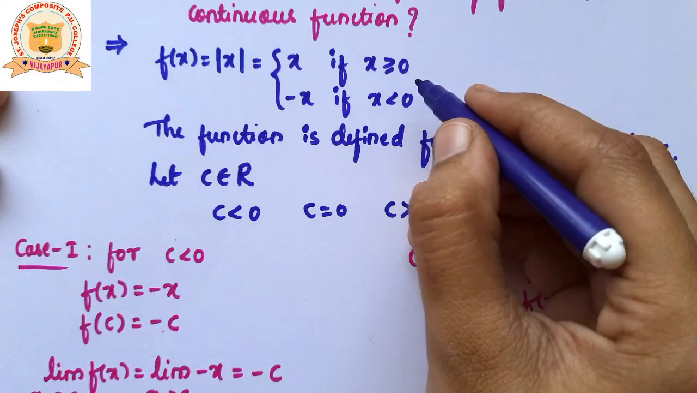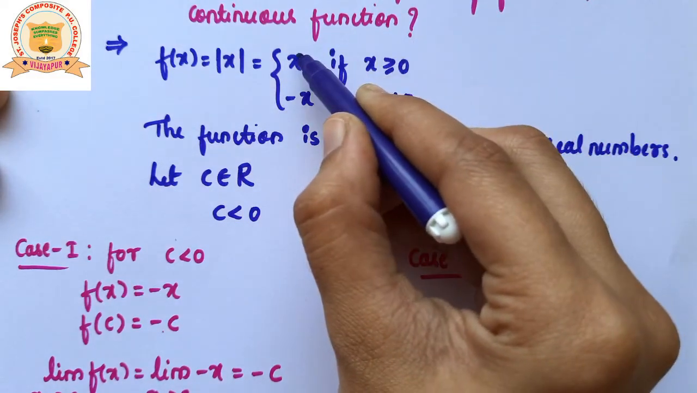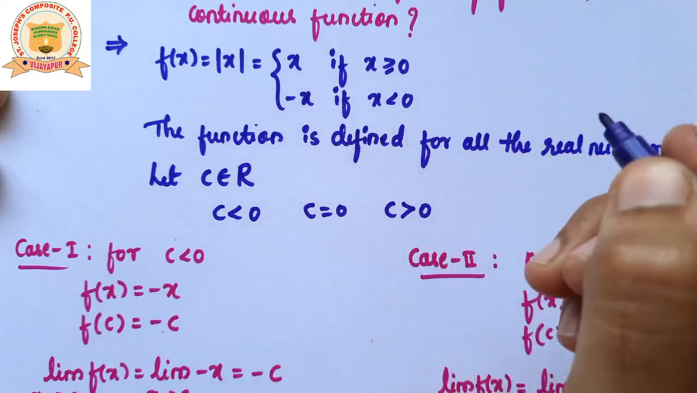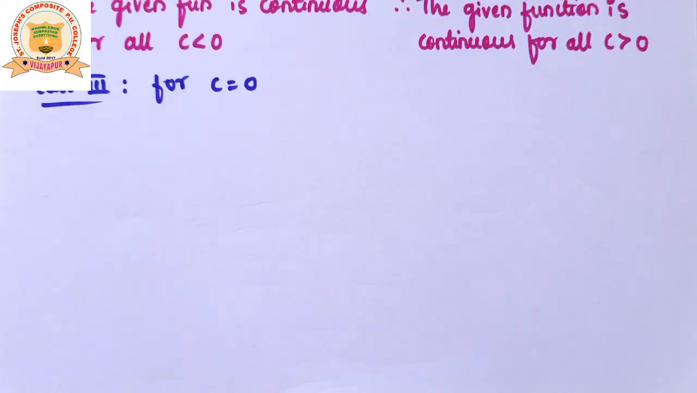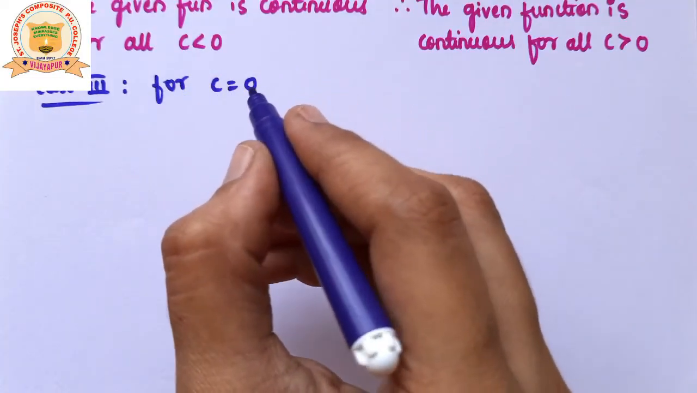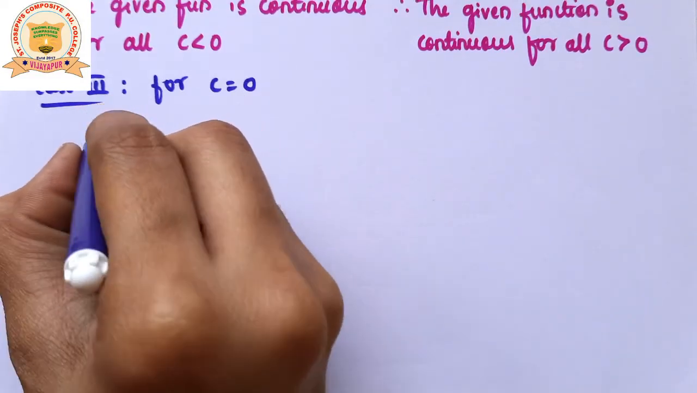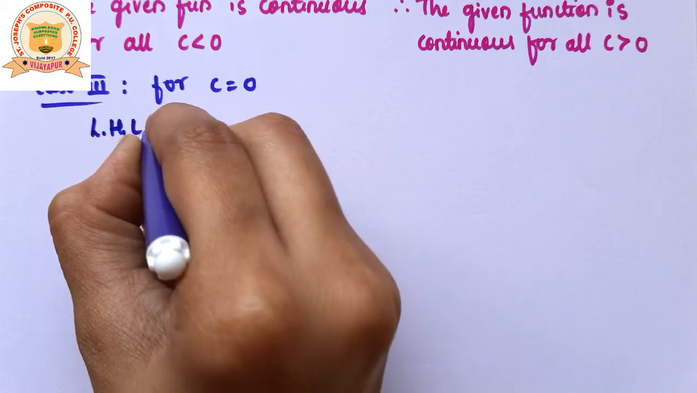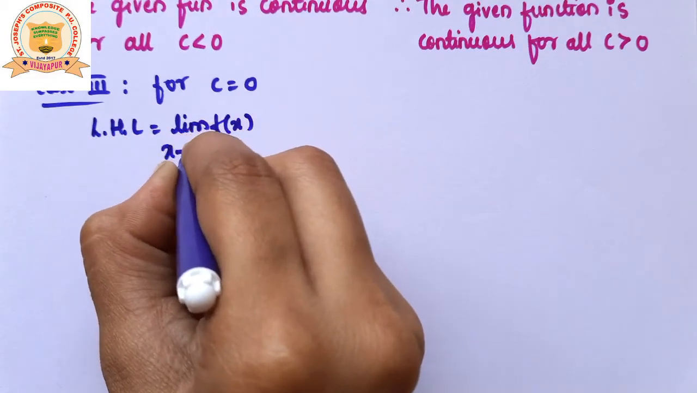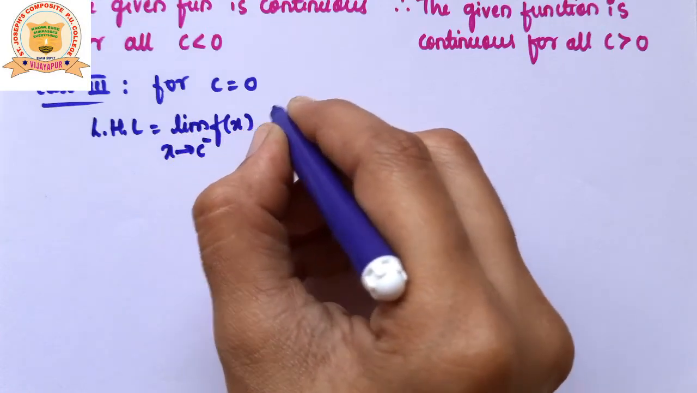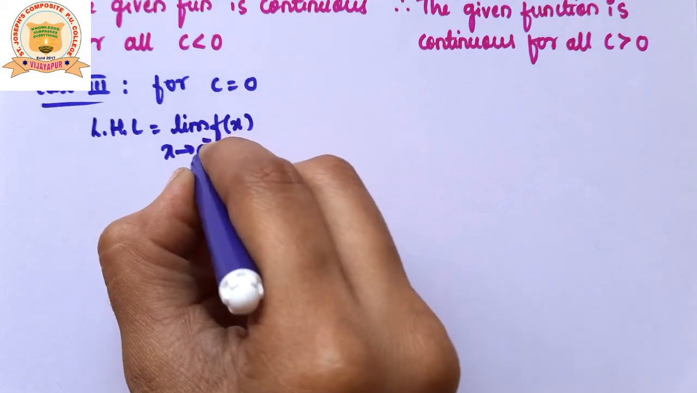That is, for the left side of 0, the function is different, and for the right side of 0, the function is different. So, we have to find the left hand limit and right hand limit at c is equal to 0. First we will find the left hand limit. Left hand limit is equal to the limit of f of x as x tends to c minus. C minus means less than c, nothing but less than 0. We will substitute c as 0.